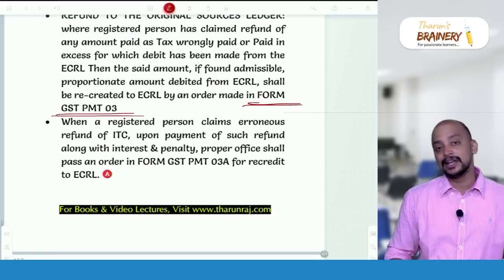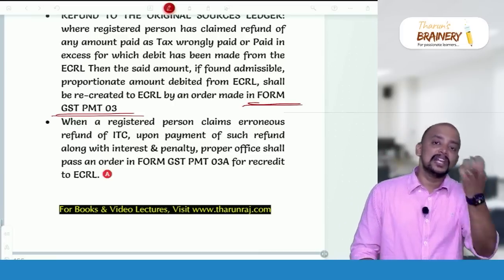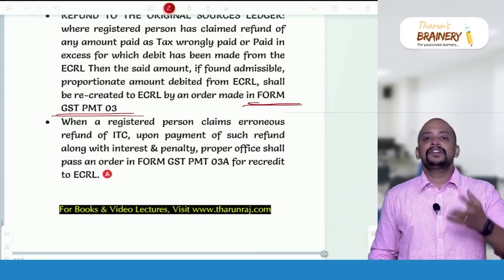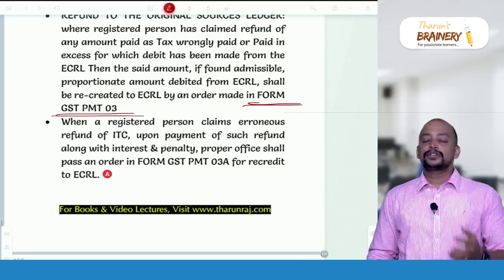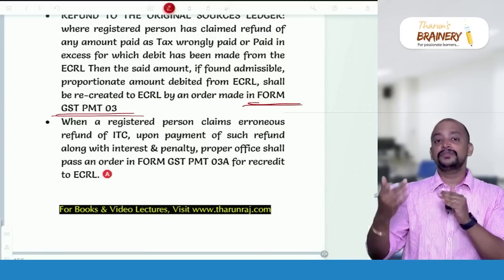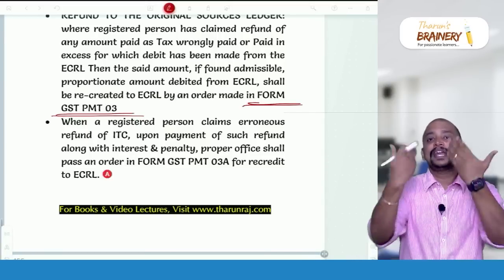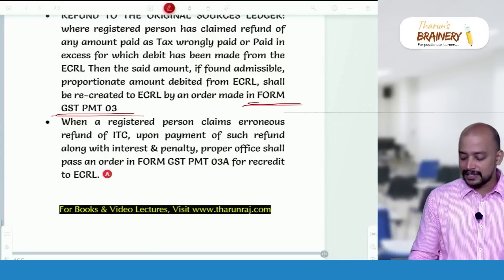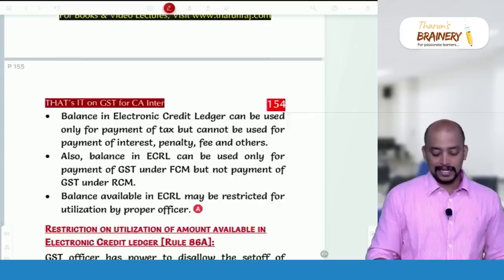in PMT3. Same way, whenever we are getting the refund of ITC in case of zero rated supplies, when we claim the refund of ITC, the ITC balance will come down. Suppose the refund is wrongly claimed and we are paying it back, then again the credit ledger will increase. For that they will pass an order in PMT3A, that is an amendment.